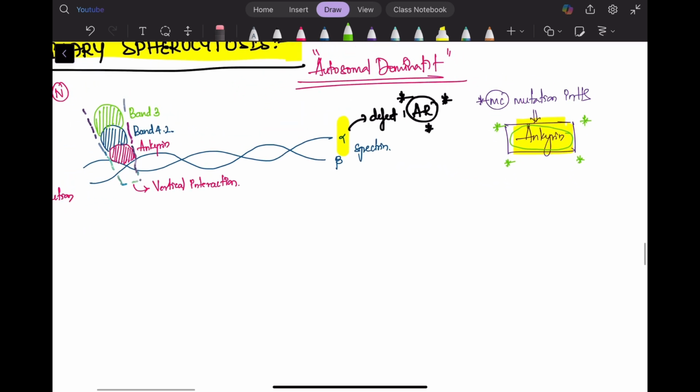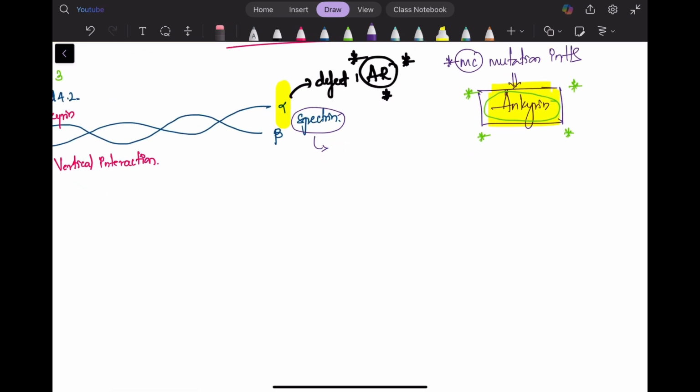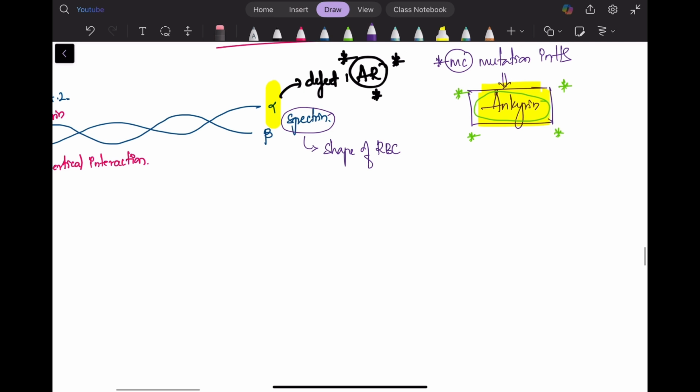And one more thing. What is the use of this spectrin? It has two components. I'm not simply burdening the subject. It has a specific function. This gives shape to the RBC. Who maintains the shape of the RBC? Spectrin. Okay, I hope that is clear.